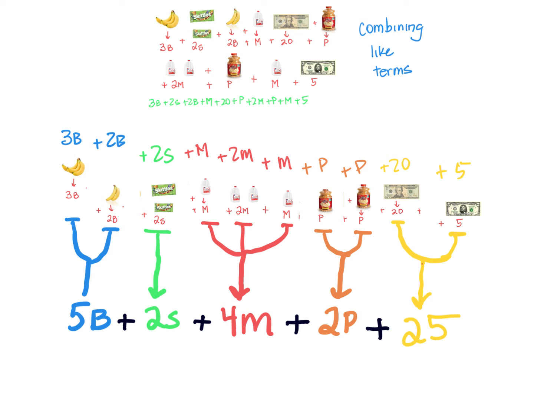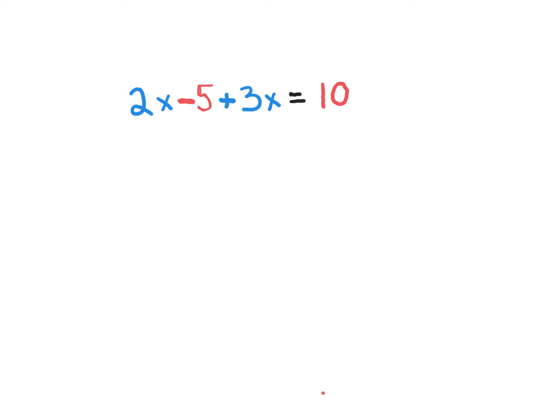So when you see things that can be combined because they have the same letter, they have the same variable, then we should combine them. All right, so this problem, 2x minus 5 plus 3x equals 10. Looks super hard. Looks like how the heck do I even solve this? But this is just a long grocery list that we got to make short.